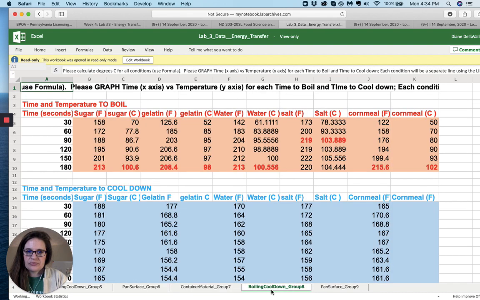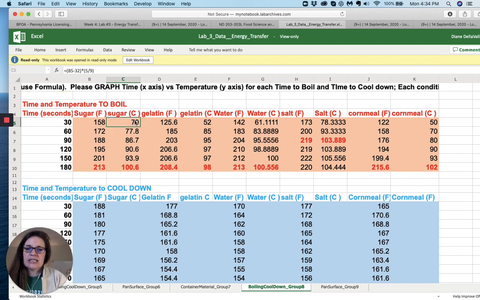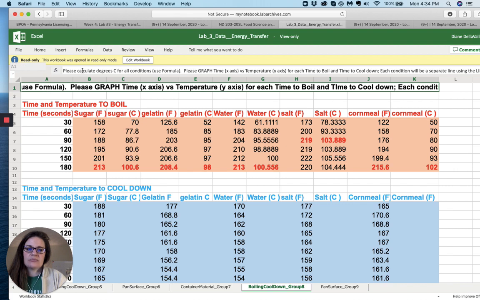Okay. So this is the time and temperature it took each of the dispersions to boil. So I again measured everything in Fahrenheit, and then I gave you the formula to do it in Celsius. So I want you to do the cool down in Celsius as well. All right. And then I have some instructions for you.